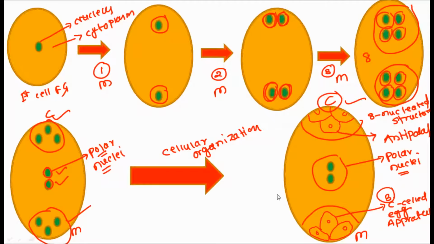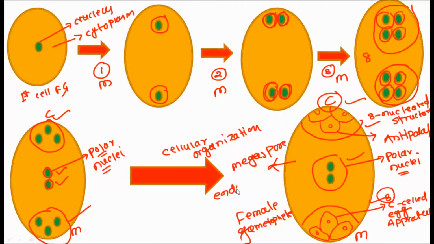This 8 nucleated structure is typically called the female gametophyte. This typical structure, in which we have the three-celled egg apparatus, two polar nuclei and three antipodal cells, is famously called the female gametophyte. Now, this female gametophyte is formed inside the functional megaspore, and that is why such a type of development is always called endosporic development.